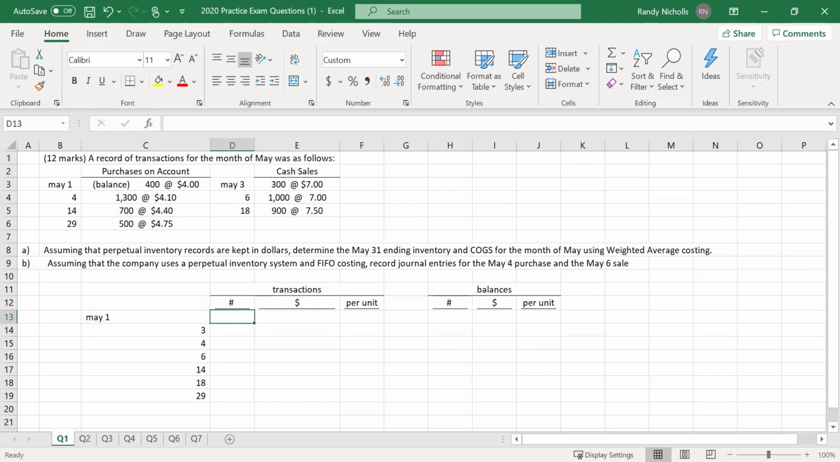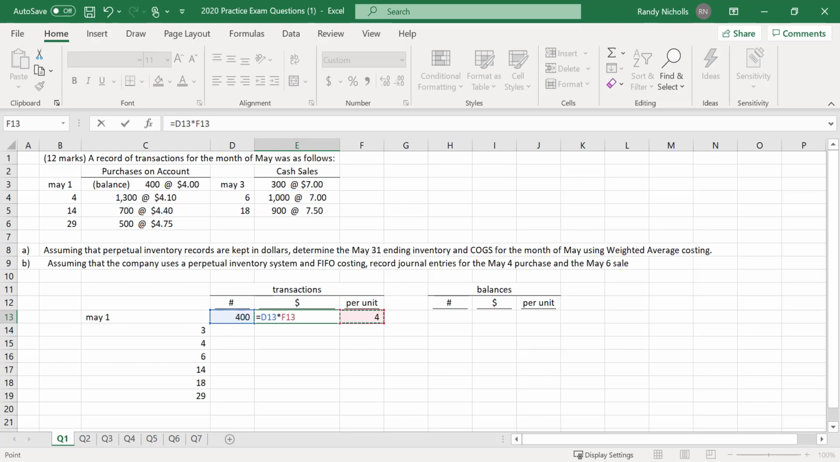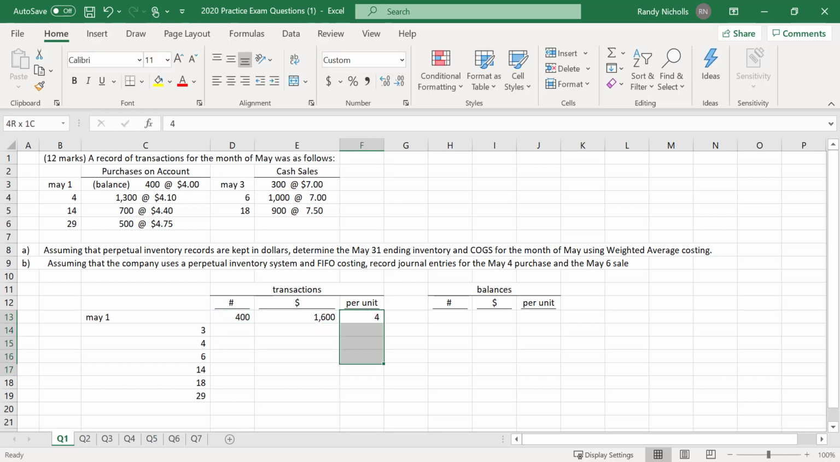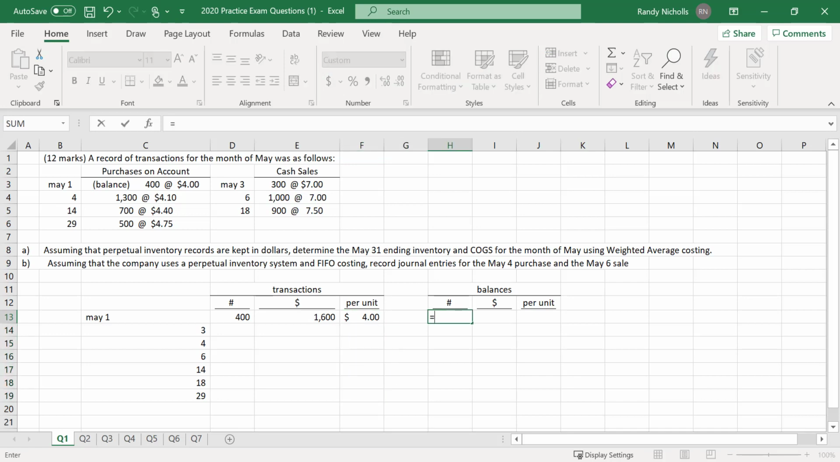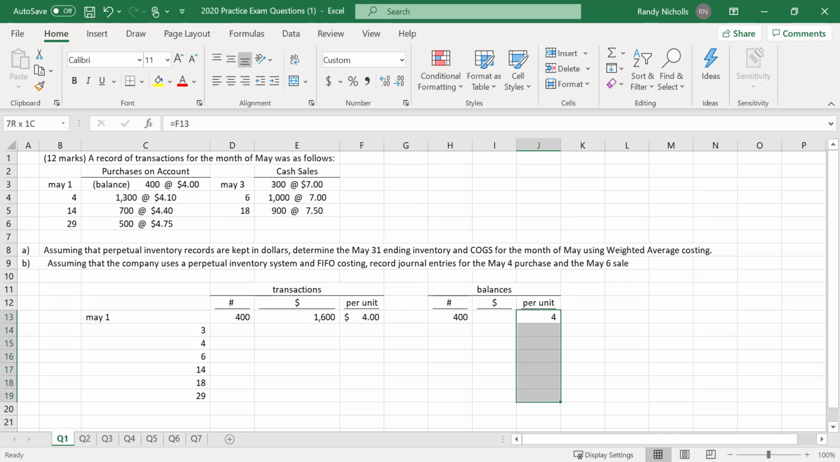So, May 1st, my opening balance, I've got 400. They're at $4 each. So, my dollars in inventory are 400 times 4. I'd kind of like to put decimals on this because it will be relevant. I wouldn't worry on the total dollars. And my balance, obviously, because this is the only transaction I have, is the same. And same thing here, I'm going to want dollars. You will need the decimal places there.